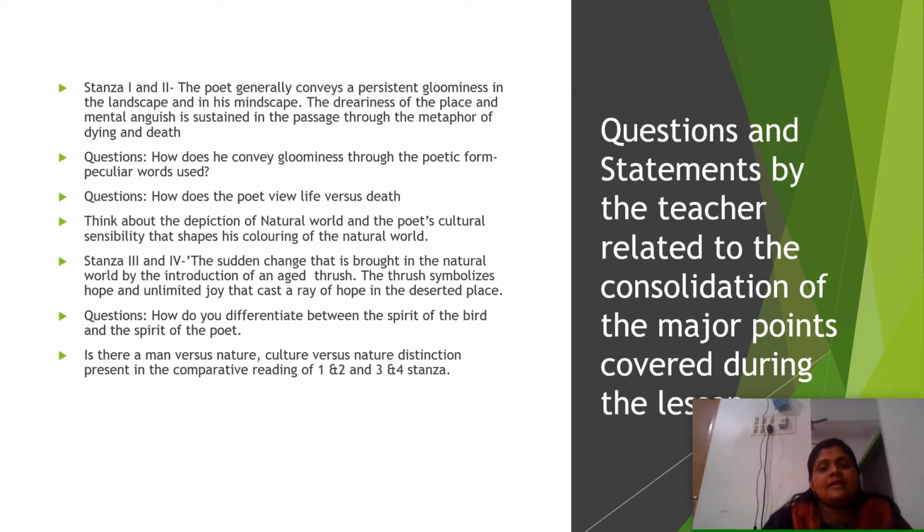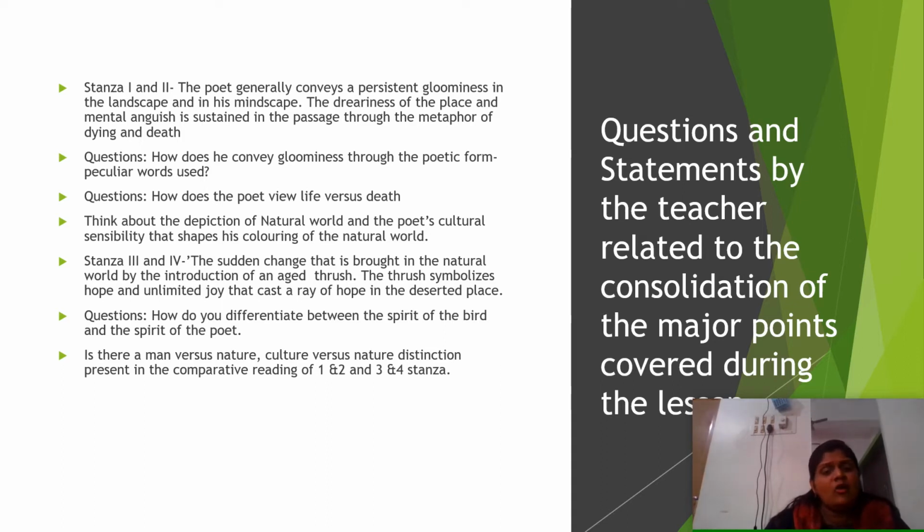The poet generally conveys a persistent gloominess in the landscape and in his mindscape. The dreariness of the place and mental anguish is sustained in the passage through the metaphor of dying and death. So the question that the teacher can ask the students: how does he convey gloominess through the poetic form?